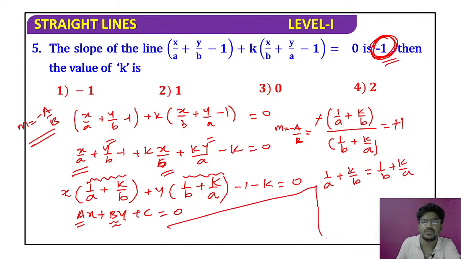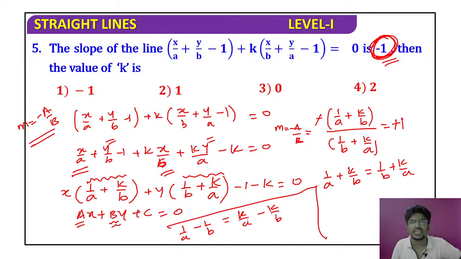Now you can simplify it. 1 by a minus 1 by b is equal to k by a minus k by b. So take k common: 1 by a minus 1 by b will get cancelled, therefore k equal to 1 will be the answer. So I think Rahul has understood this problem. No worries, we can continue our classes in the next class.